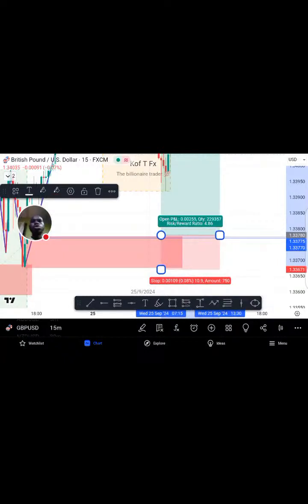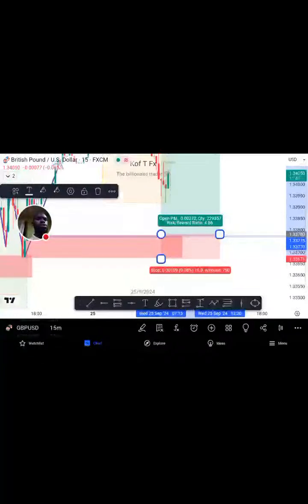So I'm going to use a lot size calculator so that I'm going to have the normal lot size to use for the trade. I'm only targeting 3 hours.